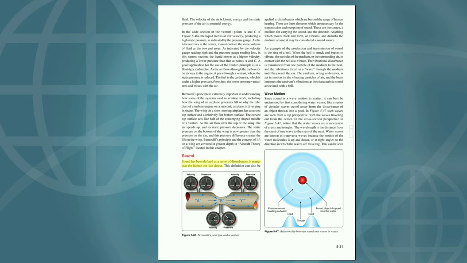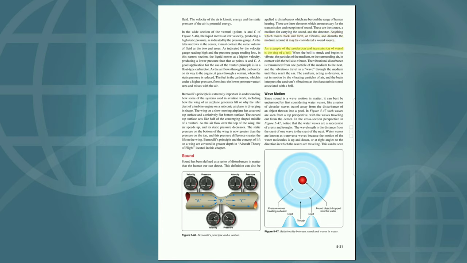Sound. Sound has been defined as a series of disturbances in matter that the human ear can detect. This definition can also be applied to disturbances which are beyond the range of human hearing. There are three elements which are necessary for the transmission and reception of sound. These are the source, a medium for carrying the sound, and the detector. Anything which moves back and forth, or vibrates, and disturbs the medium around it may be considered a sound source.